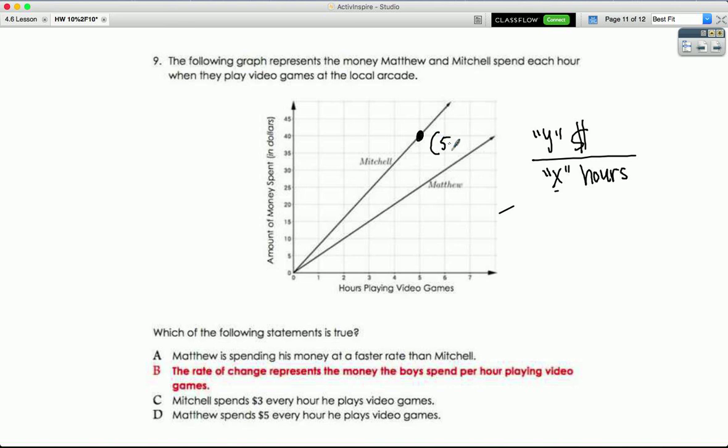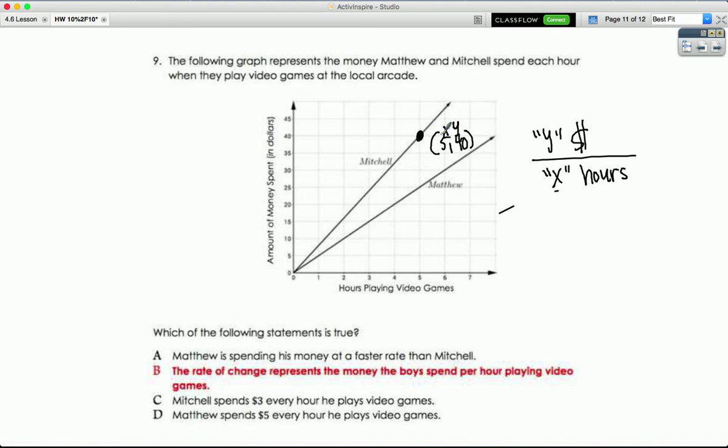So the ordered pair (5, 40). Again, these are going through (0, 0), so they are proportional. They are technically called direct variations. When the lines are proportional, I don't have to have two ordered pairs to find the rate of change. I can simply divide y by x. So 40 divided by 5 comes out to be 8, so that is not true.